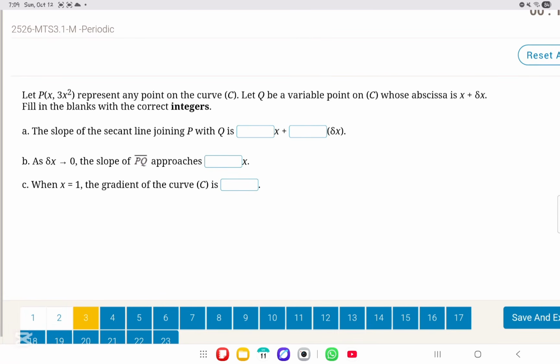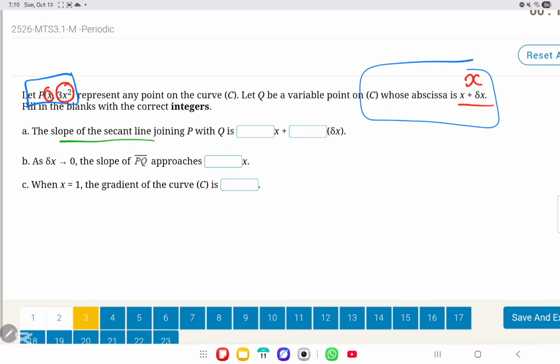Let Q be a variable point on C whose abscissa is this. So abscissa means x, okay? They gave us x and 3x squared, right? Now they said the slope of the secant line joining P with Q. So basically, we are dealing with a straight line passing through P and Q, right? So that means whatever happens at P will also happen at Q because it's a straight line, it's a secant, right? So let's see. At P, the points are x, 3x squared.